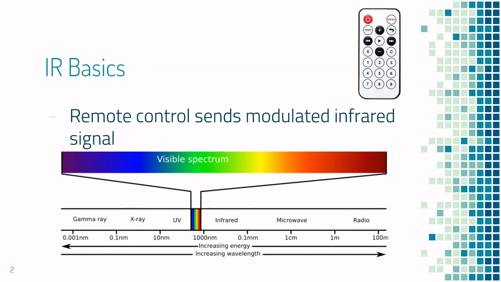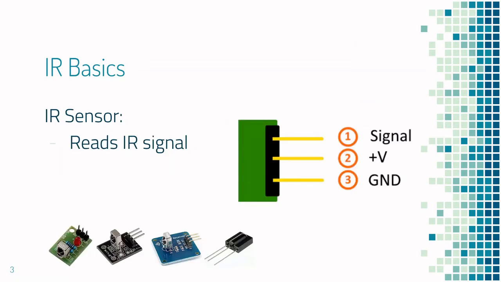When you press a button on your TV control, let's say, an LED on your control turns on and off continuously and causes a modulated infrared signal to be sent from the control of your TV. This command will execute after the signal is demodulated. IR receiver modules are used to receive IR signals.